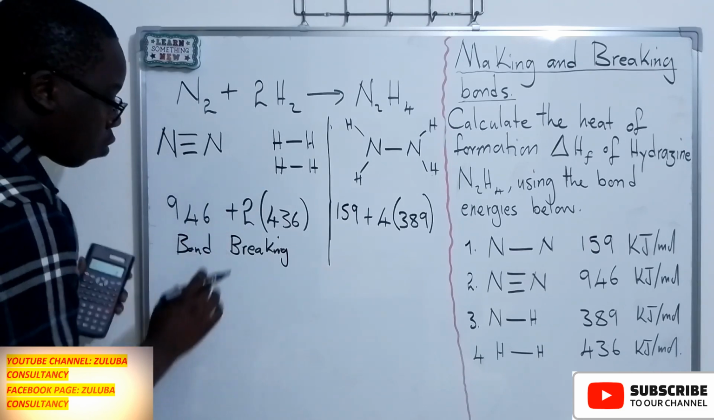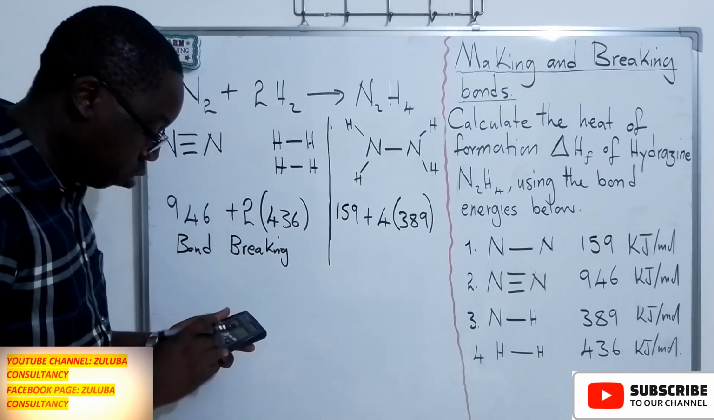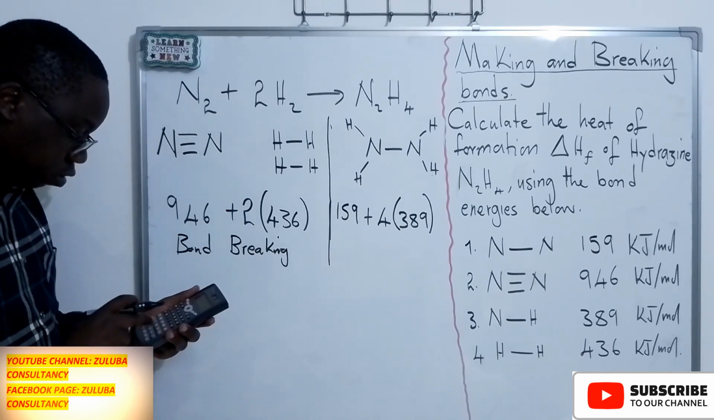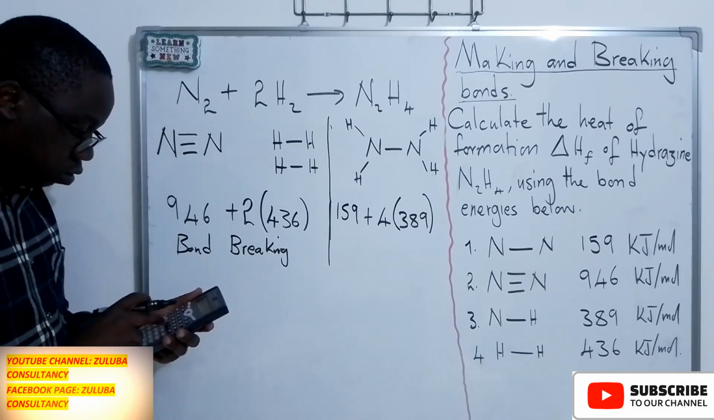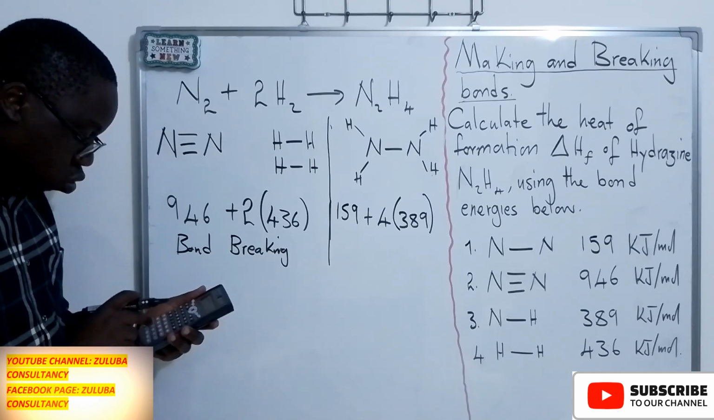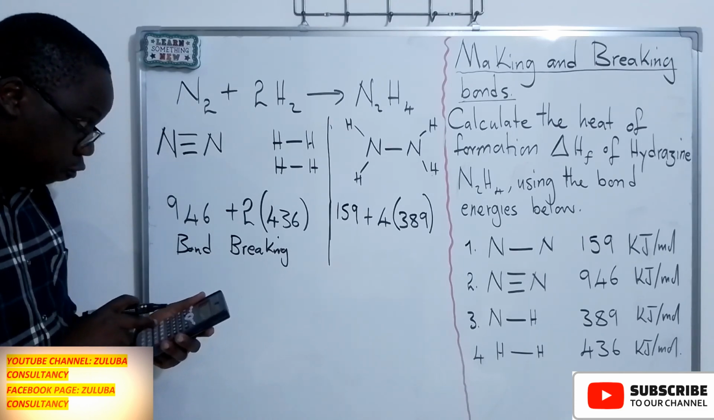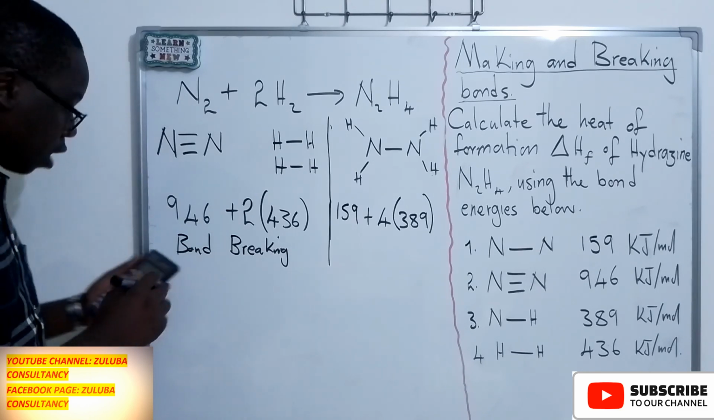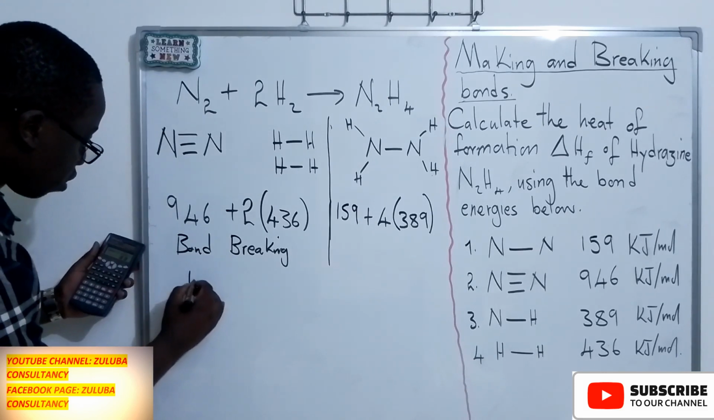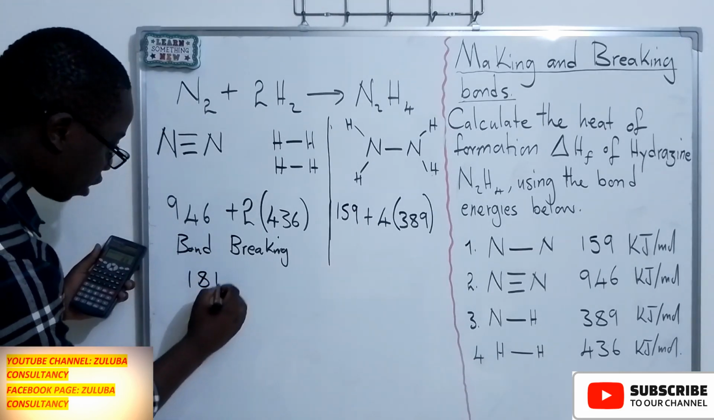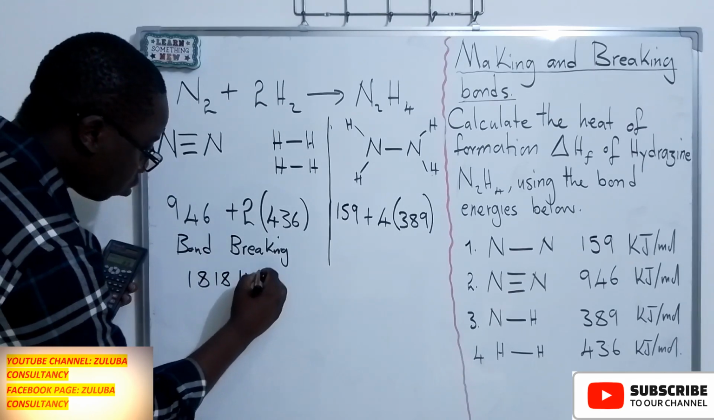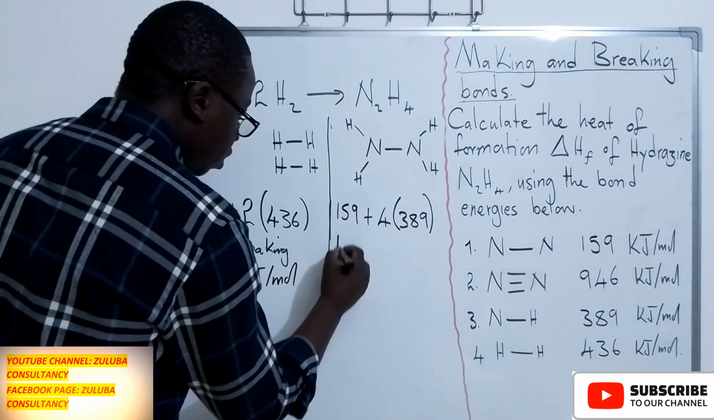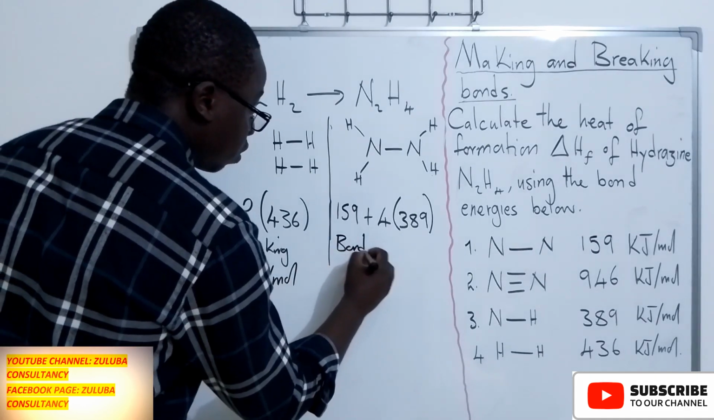What is the sum of the energy involved to break the bonds? The sum there will be 946 plus, open bracket, 2 multiplied by 436, close bracket. The answer we are getting there is 1,818 kilojoules per mole.